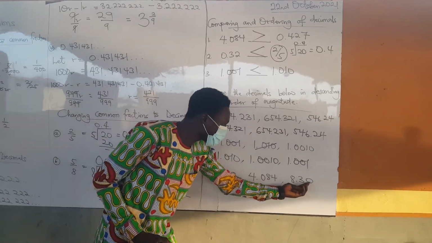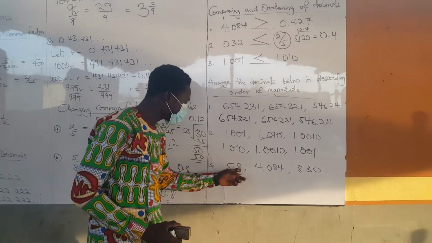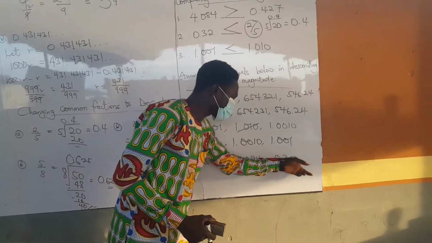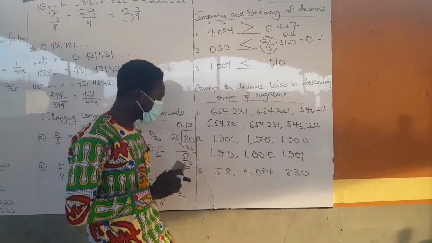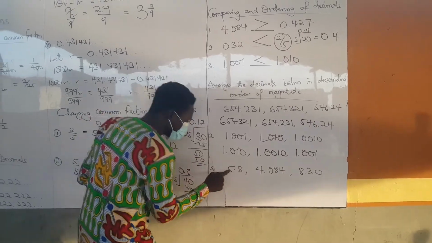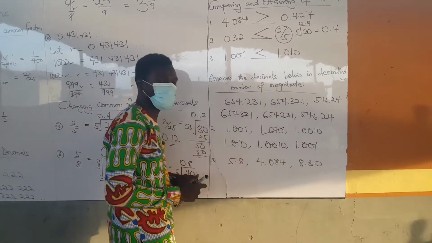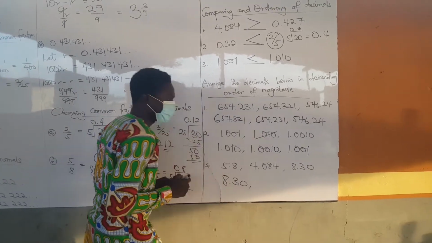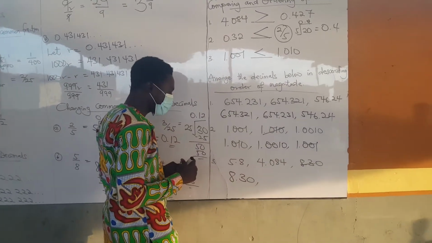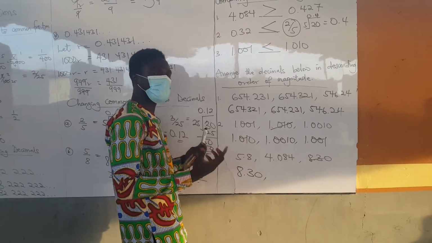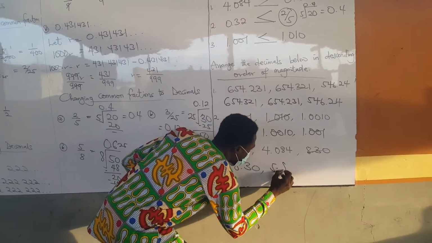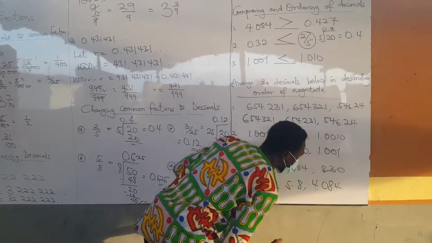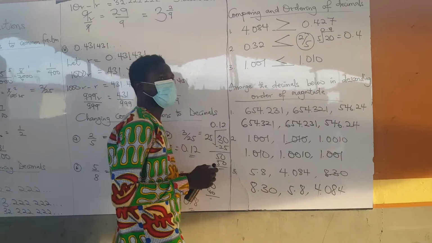Then when you come to the last one too, 5.8, 4.084, 8.30. The highest is what? Look at the whole number part: 5, 4, 8. Which one is the highest? 8. So 8.30 is going to come first. So this is out. Now I have 5 and 4. Which one is the highest? 5. So 5.8. Then finally 4.084 as your final answer.